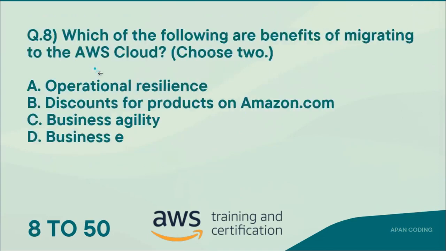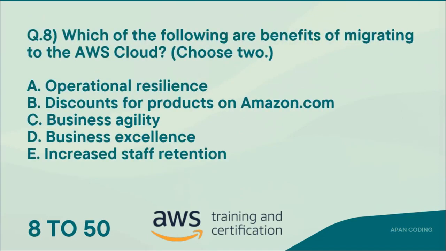Which of the following are benefits of migrating to the AWS cloud? Choose two options. Which one will be there? Business agility, and the second one, operational resilience. Okay, operational resilience and business agility. Now move on to the next question.